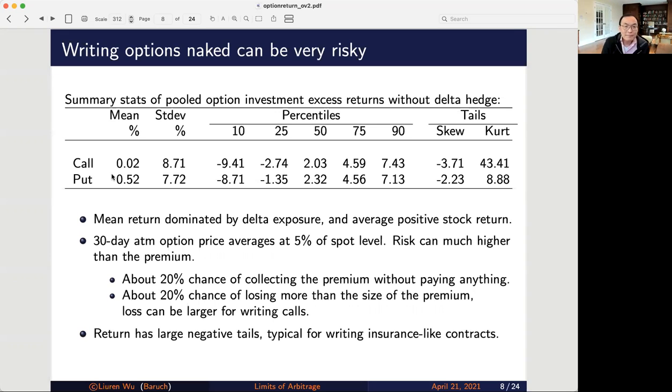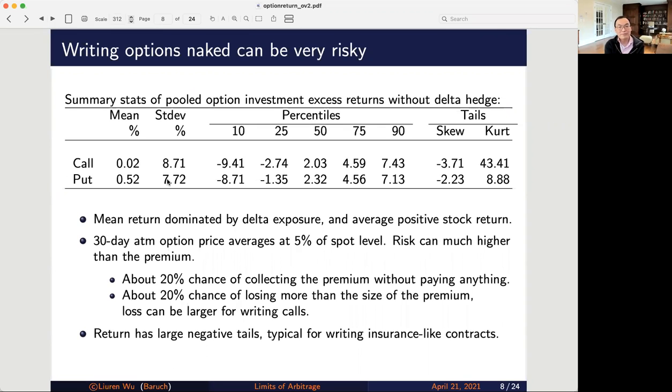So on average, selling call options doesn't make much money, 2 basis points per month. And selling put options makes a little bit, 52 basis points. The difference, I think a large part of it, is driven by the delta exposure and the fact that the stock tends to go up. When you short put options, you're long the market. And the standard deviation is 7 to 8%, roughly 8 to 9% maybe, and think of the option risk premium at about 5%.